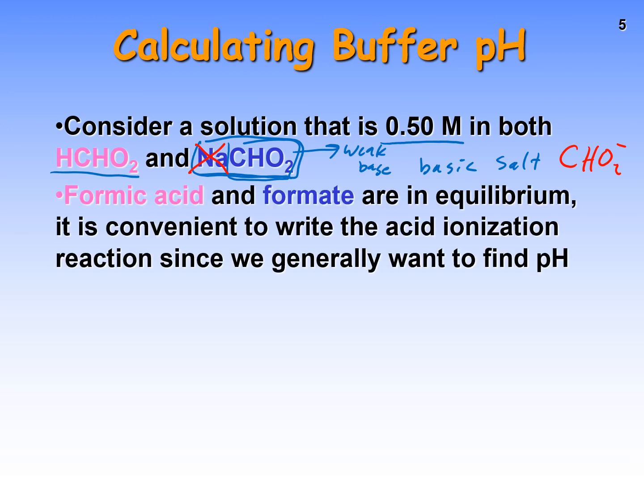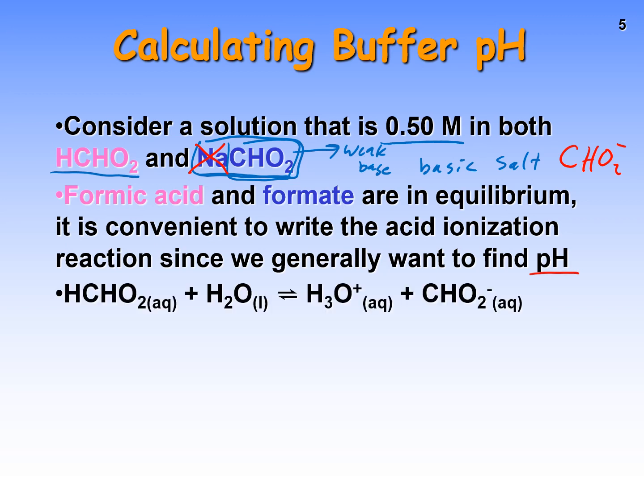Now, when we do problems like this, we want to calculate H3O plus, we want to calculate pH, and this is an equilibrium problem. We could technically use the weak base equilibrium for a Kb of formate, or we could use the Ka for formic acid and use its equilibrium. It doesn't really matter. However, since we want pH, we would rather have the reaction that has H3O plus in it. So I'm going to use the Ka equilibrium for formic acid.